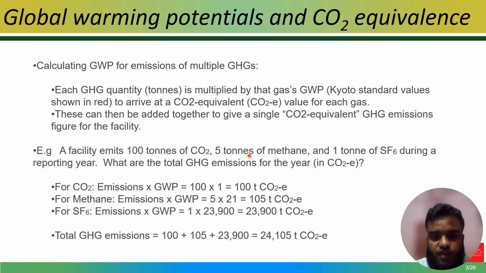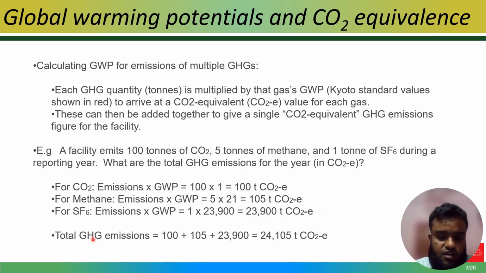The second one is 5 tons of methane. The amount of methane emission is multiplied with the global warming potential. So we have 5 tons, and we saw the global warming potential in the previous table, that for methane it's 21. That means it's 21 times more harmful than CO2. So that makes it 105 tons of CO2 equivalent. Okay, the third one is sulfur hexafluoride. The emission is 1 ton, and the global warming potential for this one is very, very high, like 24,000. Multiply with this one, 23,900 tons of CO2 equivalent.